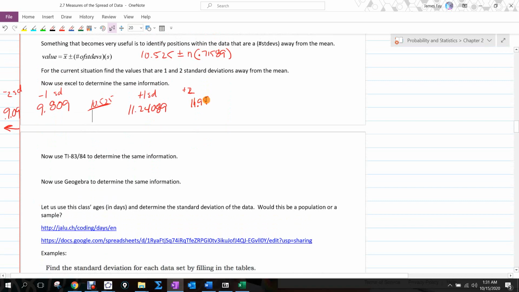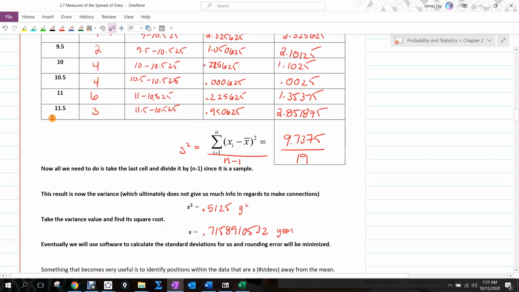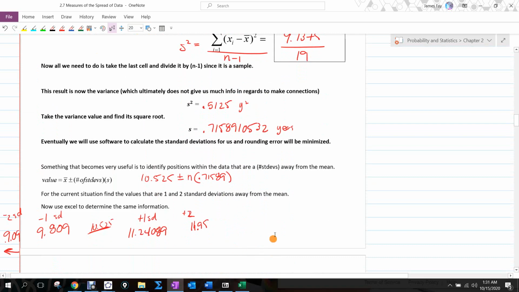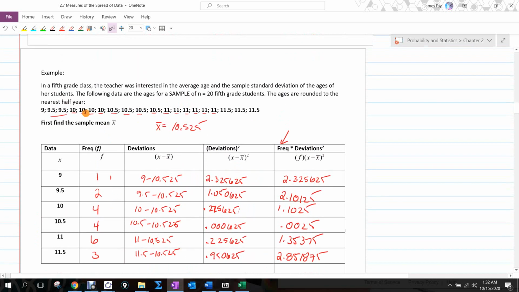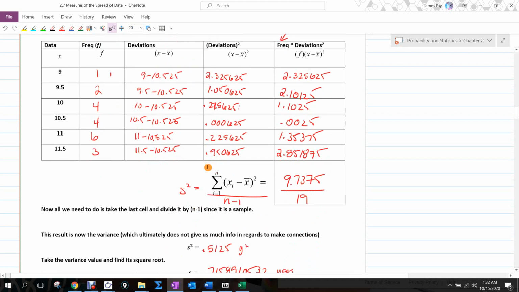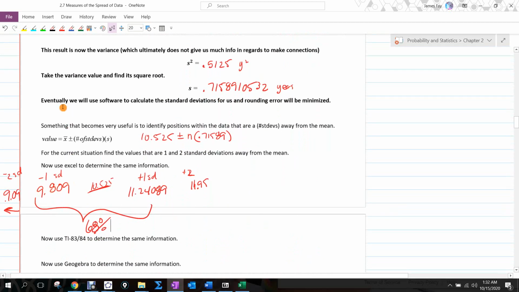People that are above 11.95? Well, I don't have anybody. I don't have anybody at the upper end of being unusual. What we also find out is that one standard deviation from the mean, and we're going to talk about this later as we complete this section, tells me that of these 20 people, 68% of those values are going to fall between 9.8 years and 11.24 years.